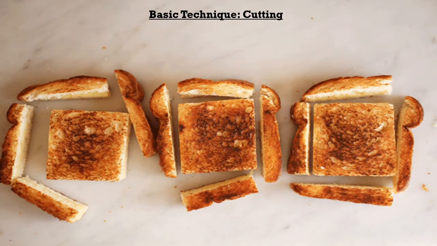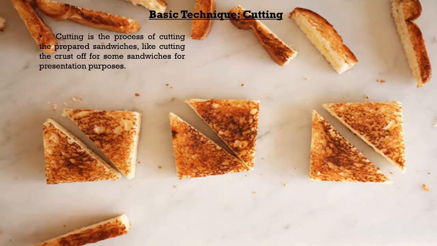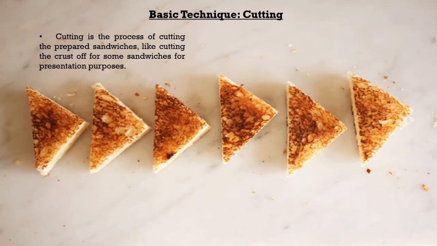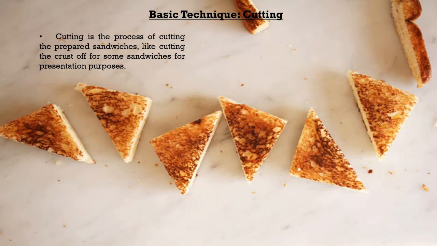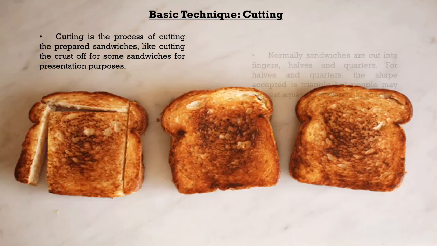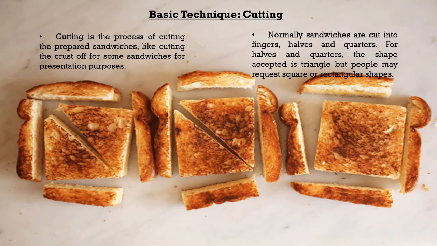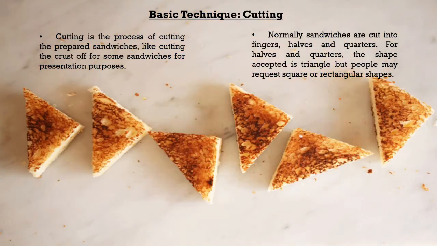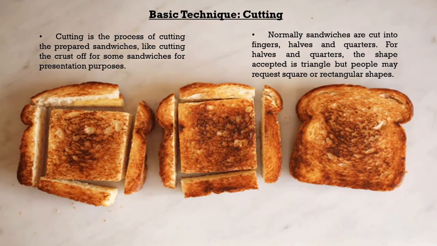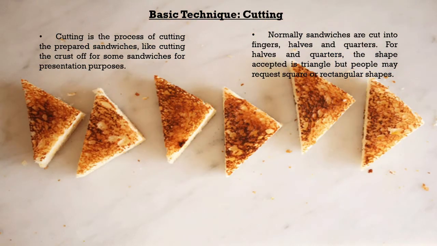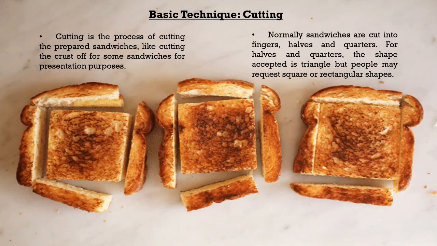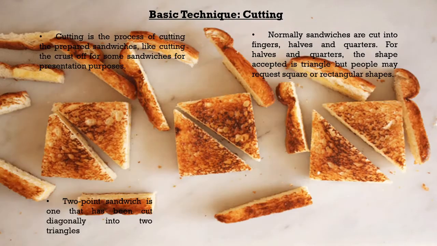The last basic technique is cutting. Cutting is the process of cutting the prepared sandwiches, like cutting the crust off for some sandwiches for presentation purposes. Normally, sandwiches are cut into fingers, halves, and quarters. For halves and quarters, the shape accepted is triangle, but people may request square or rectangular shapes.